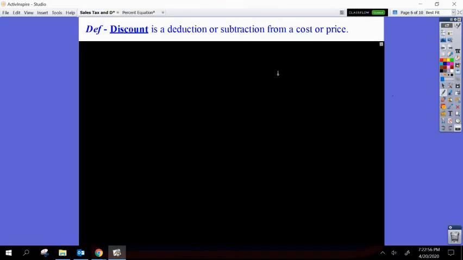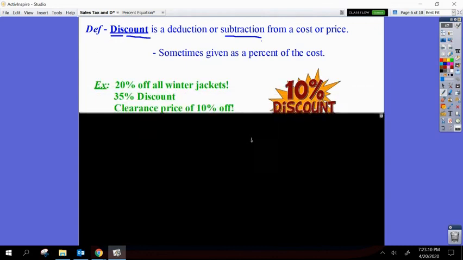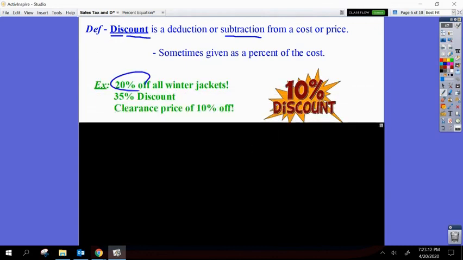So now what is a discount? A discount is hidden in the word. Dis means not and count means count. So a discount is literally the same thing, except instead of adding, you're going to subtract. So instead of paying 100% of the item, if it's 20% off, you're not going to do 100% of the item plus 20%, like what tax was. You're going to do 100% of the item minus the 20%. You're not counting that part.